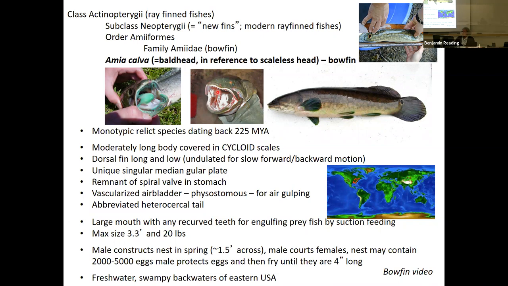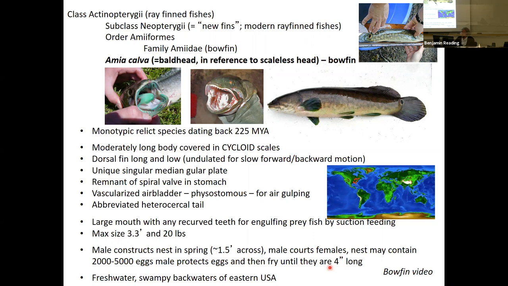Max size, about 3.5 feet, 20 pounds. Males construct the nests in the spring, about 1.5 feet in diameter, and then the males will court females. 2,000 to 5,000 eggs will be laid in there, and then the male will guard that nest until the fry are about 4 inches long. So the males will offer parental care there.